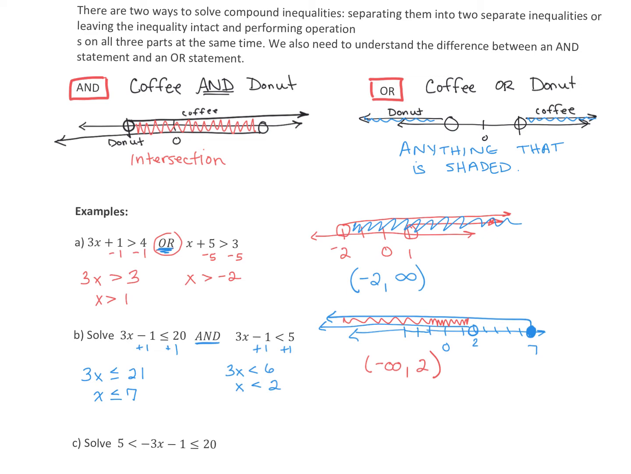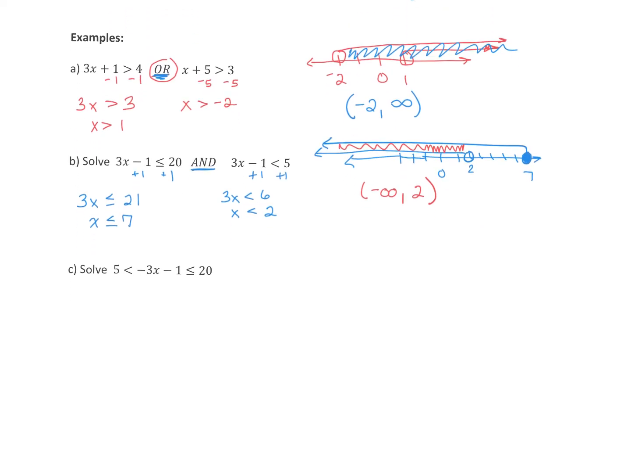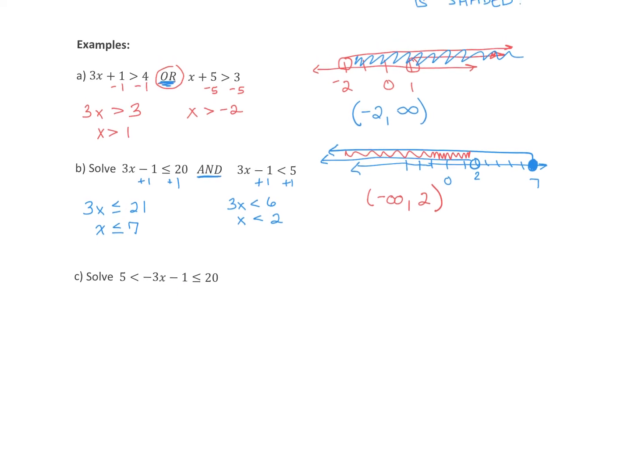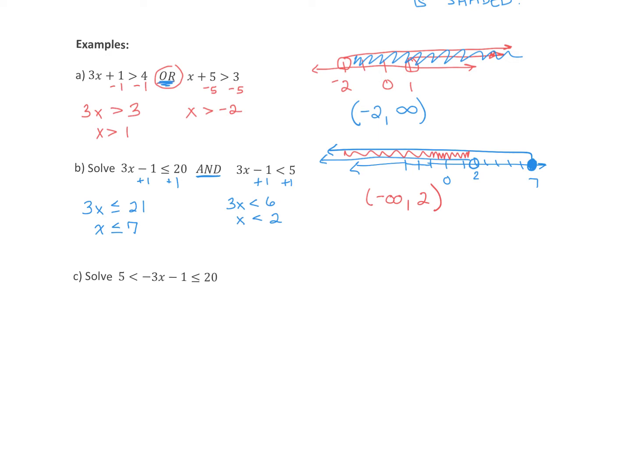This last one is slightly different. It doesn't actually have the word and or or in it. It is an and statement. We call this a chain of inequalities because it's really 3x minus 1 is greater than 5, and also 3x minus 1 is less than or equal to 20. So it is an and statement, but we write it as a chain of inequalities.